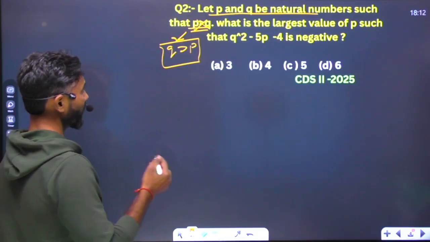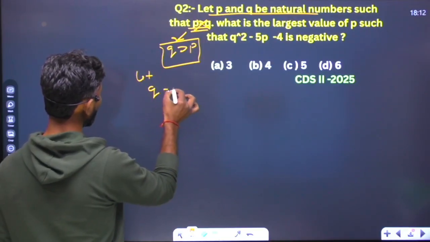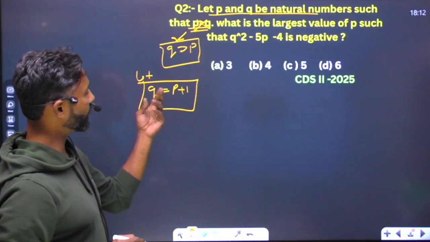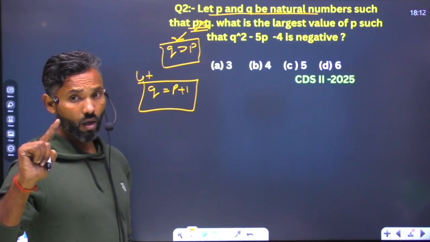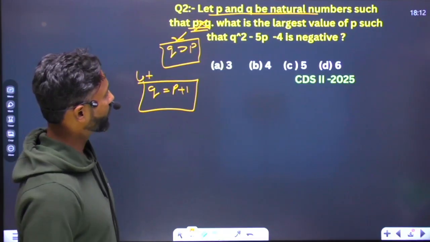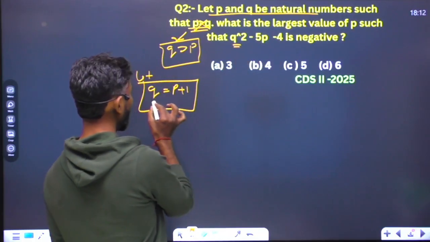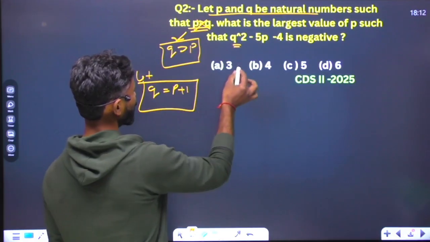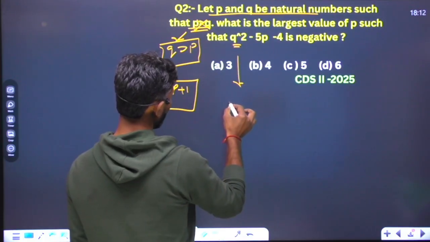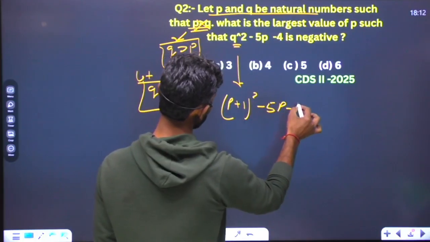So I can consider, let q equal to p plus 1. Whatever the value of p is, q is greater than p by 1. Okay. So I'm placing the value of q over here in terms of p. I have assumed that q is equal to p plus 1. So I'm writing over here (p plus 1) whole square minus 5p minus 4.